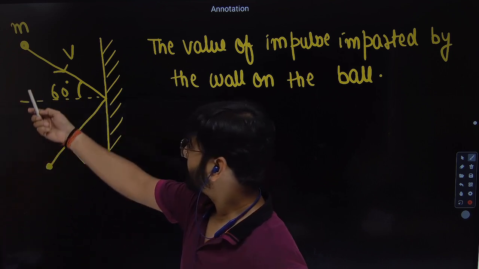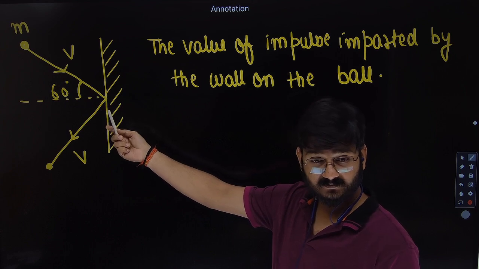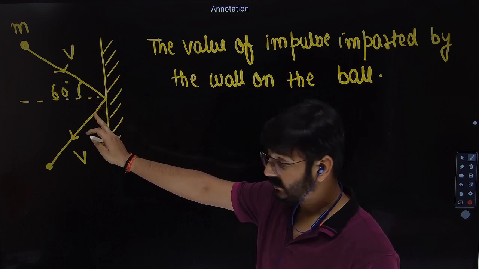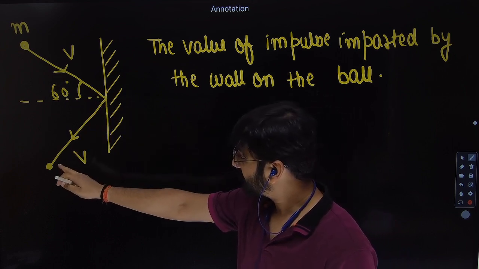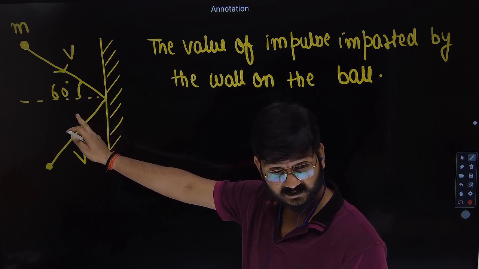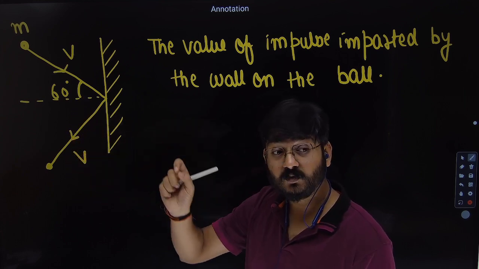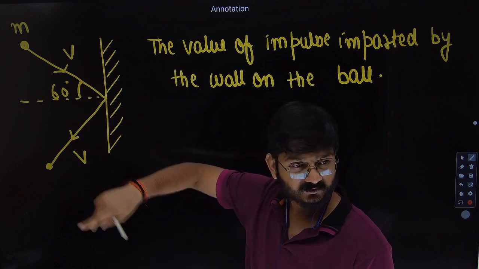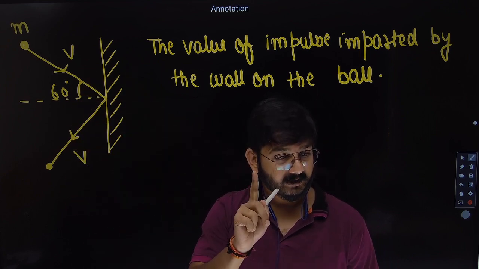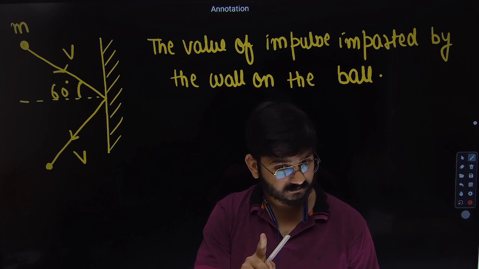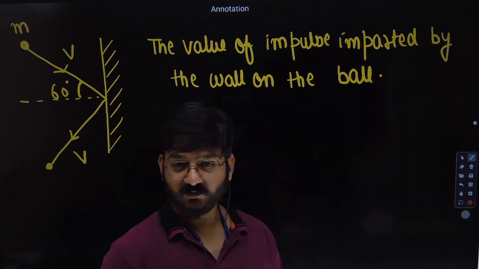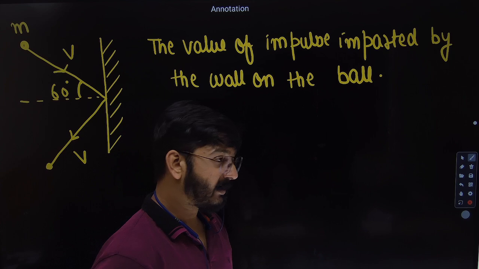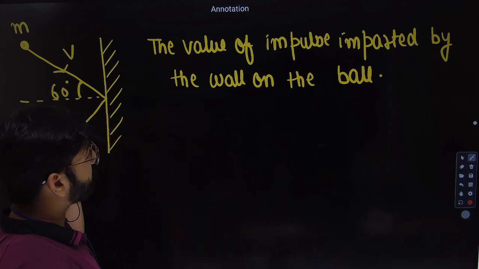So the ball is coming and hitting this wall, at this point, okay? And it is getting reflected at the same angle with the same magnitude of velocity. Because direction is different, you can see that velocity is not same. Magnitude of the velocity is same. So the question is, what is the impulse imparted by the wall on the ball?